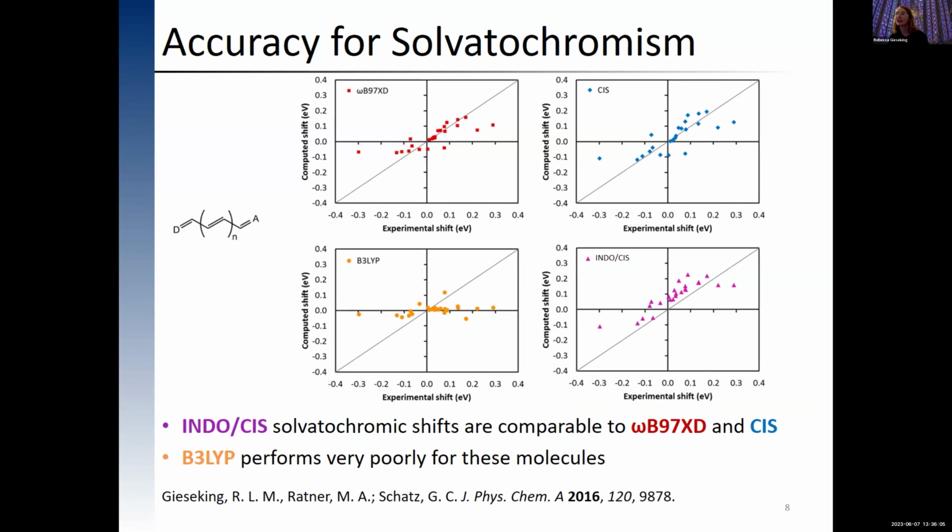And so by doing this, we're able to get solvatochromic shifts that are fairly reasonable. So the omega B97XD DFT functional gives fairly reasonable results. CIS works fairly well, and overall, the INDO results are relatively consistent with those. In this particular case, B3LYP actually fails miserably. It gives extremely small solvatochromic shifts. I don't have a great answer to why that is, but it is interesting that we are getting such good results with the semi-empirical.